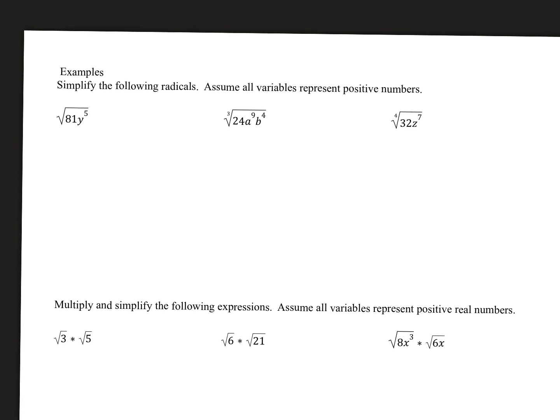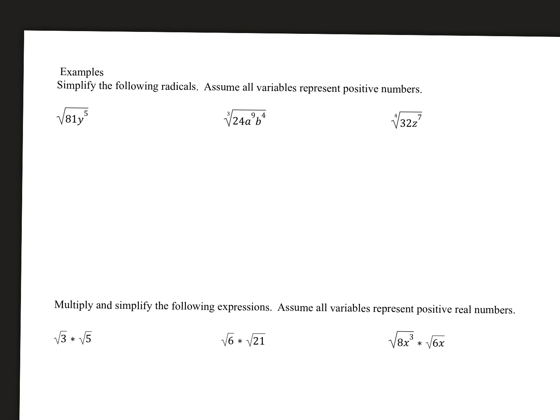So what I want you to do now is go ahead and pause the video and see if you can do these next 3 examples on your own. So simplify the square root of 81y to the 5th, the cube root of 24 a to the 9th, b to the 4th, and the 4th root of 32 z to the 7th. And then when you're done, press play again to see the solutions.